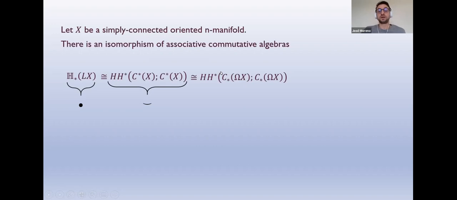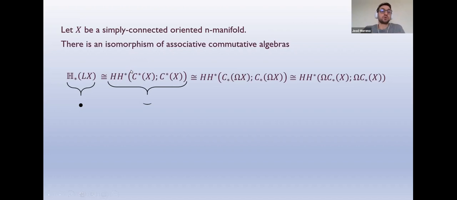Now, one of the main advantages of using these chains on the loop space is that, at least over a field of characteristic zero, you can take the cobar construction on that, or you can use an Adams-Hilton model. And it's very nice because Adams-Hilton models are very nice and you can use them to compute this thing, right? So there is more structure here.